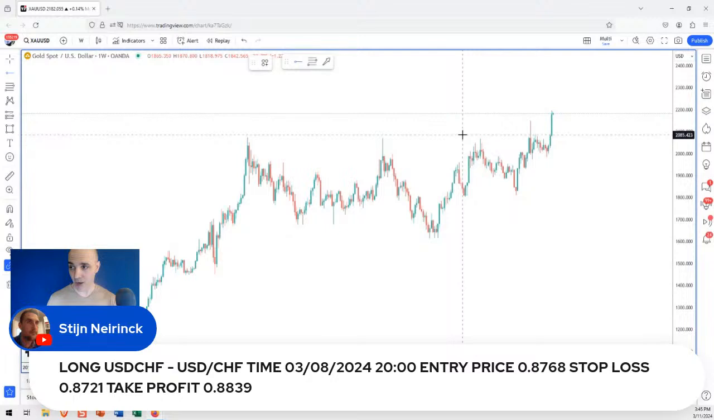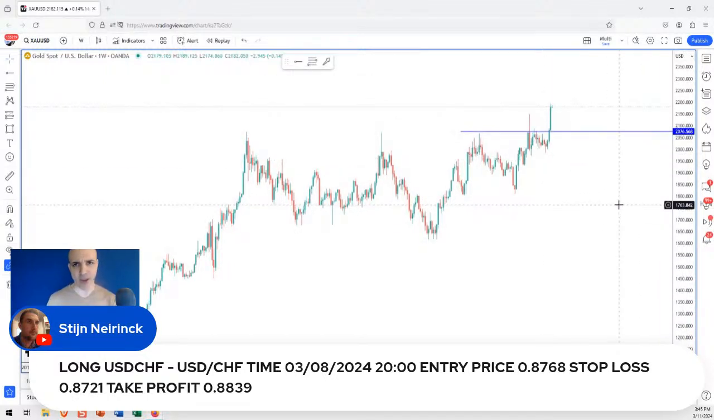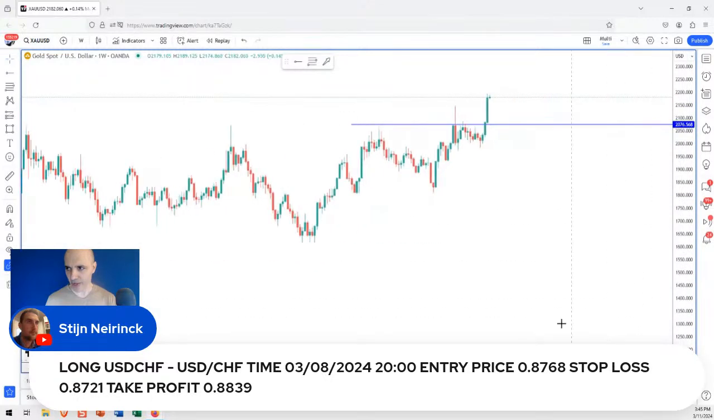Your next support on gold is going to be this old resistance. It was a pretty heavy duty resistance, right? That's 2062, basically the 2050 area, 2100 area, right? That would be a good area to look for support.